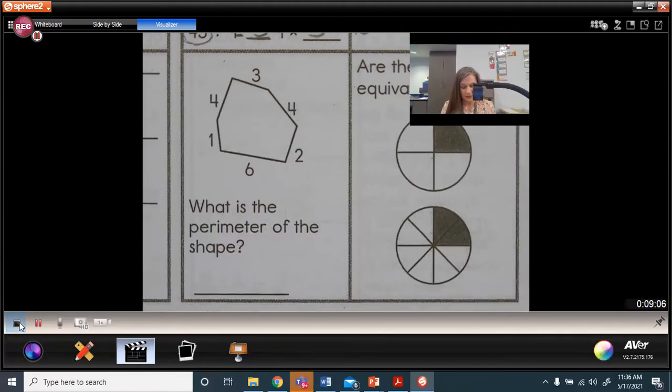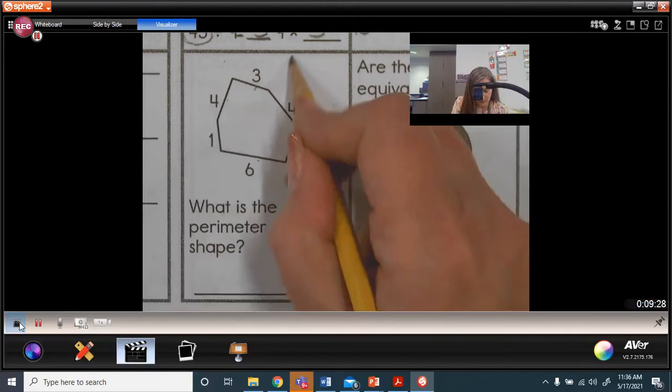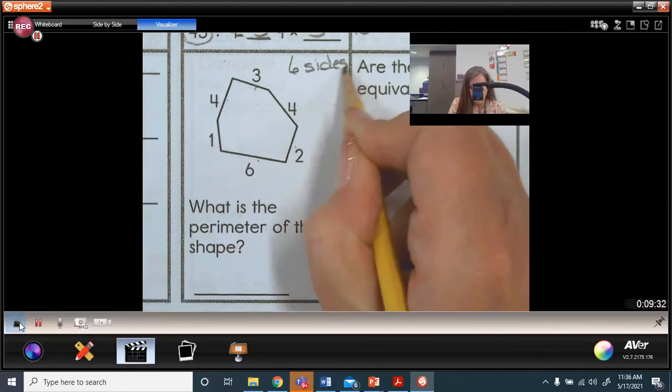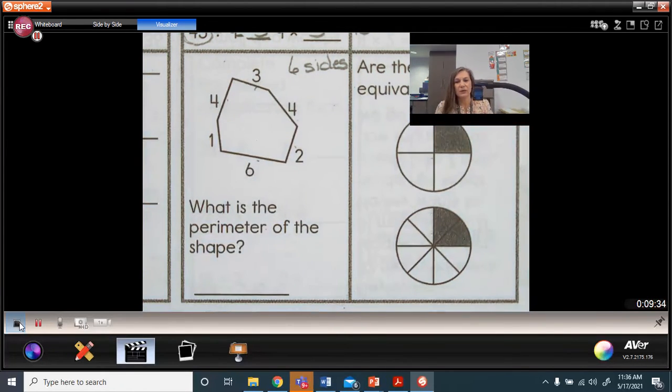Well, let's count the sides. 1, 2, 3, 4, 5, 6. No, it's not a quadrilateral, because remember, quadrilaterals have 4 sides. 4-sided figures are called quadrilaterals. So it's not a quadrilateral, but it does have 6 sides, right? It's a 6-sided figure. And what happens when we have a figure with 6 sides?